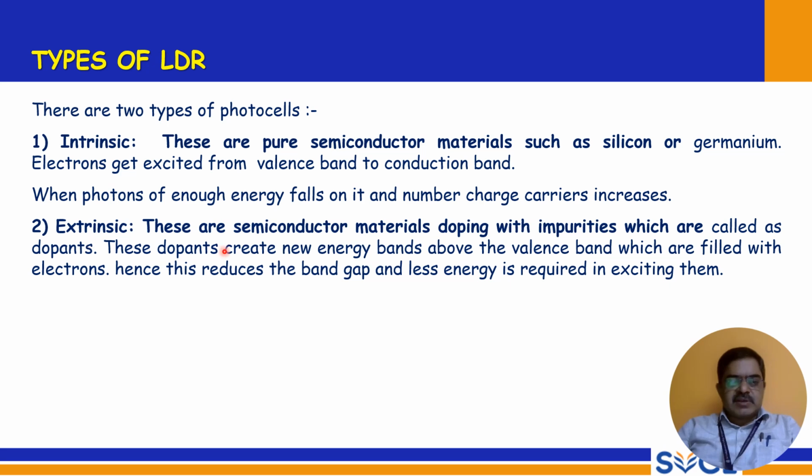Extrinsic LDRs are semiconductor materials doped with impurities, which are called dopants. These dopants create new energy bands above the valence band, which are filled with electrons. Hence this reduces the band gap, and less energy is required to excite them. So these are faster in response than the intrinsic type because of the dopants.